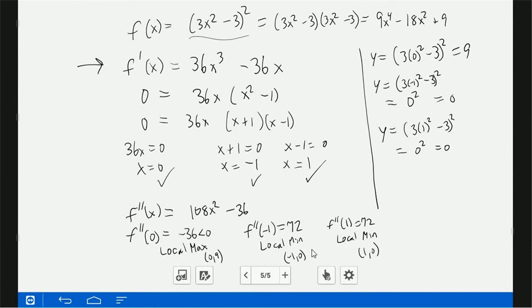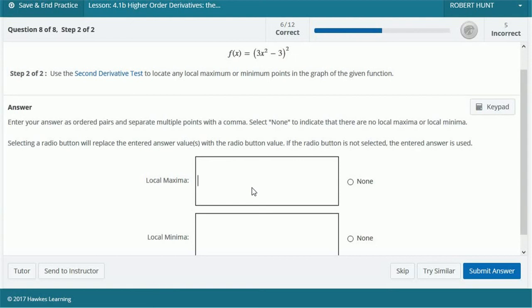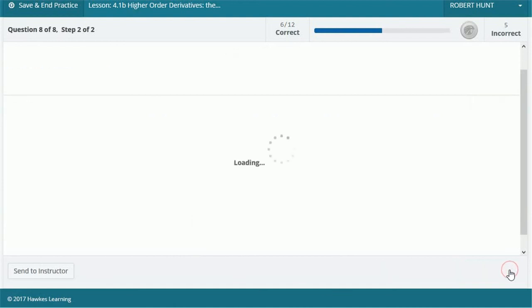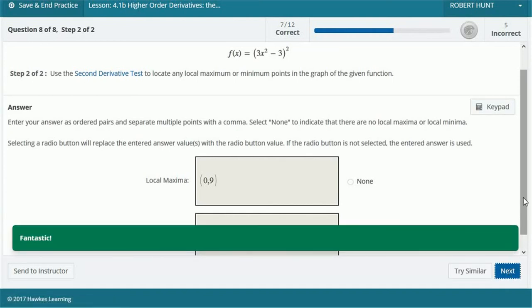So if you have 2 points that are both the same type of extrema, just separate them with a comma when you put them in Hawks. So let's see, a local max of 0,9 and local mins were -1, 0 and +1, 0. So again, I'm just separating them with a comma there. It doesn't matter what order you write them in. Okay, and there it is.